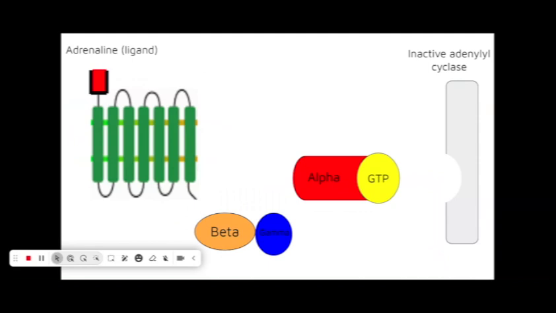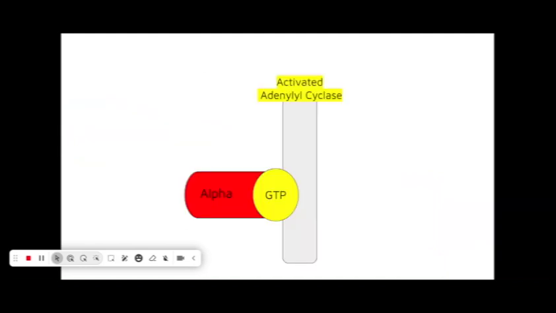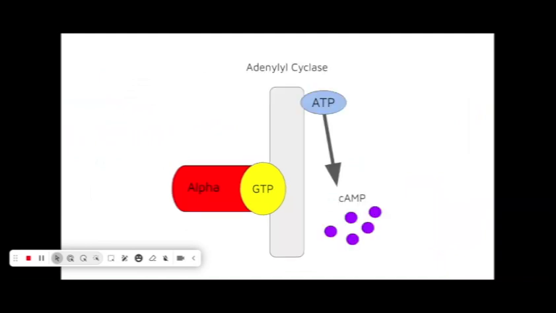And now it's going to start looking for an inactive adenylyl cyclase because the GTP is able to bind with the right shape and charge of the adenylyl cyclase. And once they bind, this activates adenylyl cyclase. And what activated adenylyl cyclase can do is convert ATP into a derivative of ATP called cAMP, which is cyclic adenosine monophosphate.